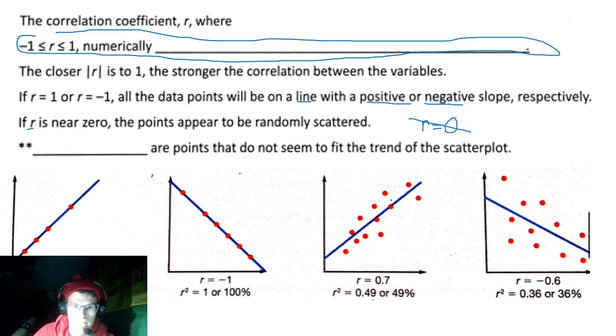All right, another thing that I haven't mentioned is outliers. Outliers are points that do not seem to fit the trend of the scatter plot. So if you see a point that's way out there, so let's say I had one of these points and it was way up here, this would most definitely be an outlier because it doesn't fit the trend of the scatter plot. In statistics, you will very often get outliers.